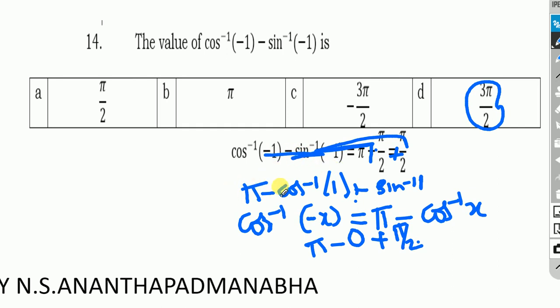Let me repeat. Cos inverse of minus 1 is pi minus cos inverse of 1 plus, because minus of sin inverse of minus 1 is plus sin inverse of 1. So pi minus 0 here, cos inverse of 1 is 0, plus sin inverse of 1 is pi by 2. So pi plus pi by 2 is 3 pi by 2. 3 pi by 2 is the required answer.